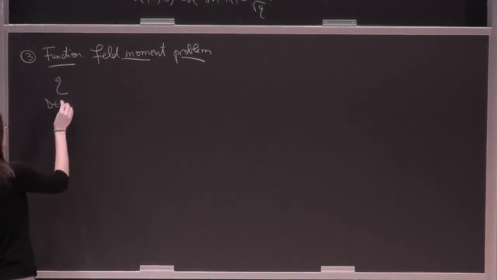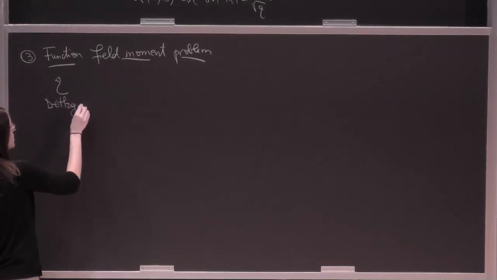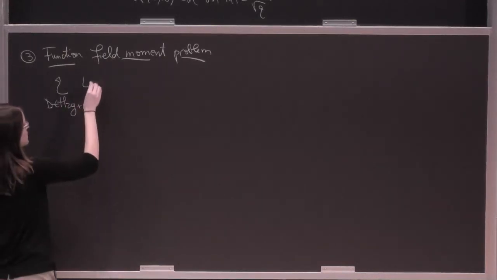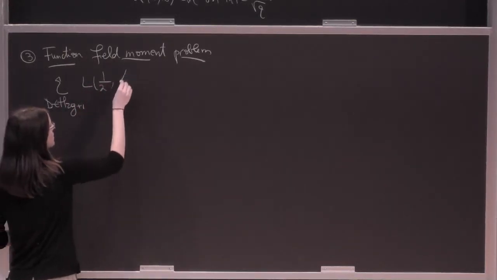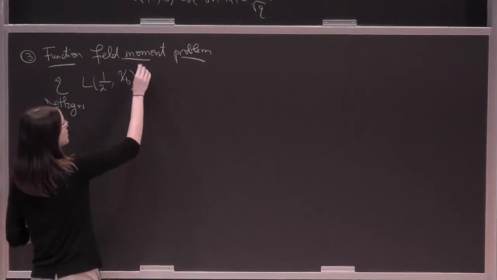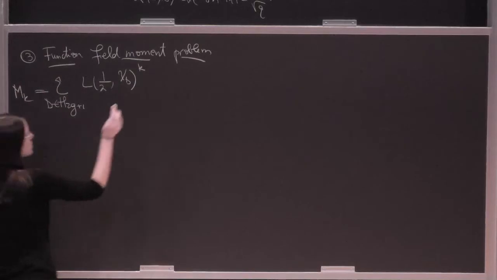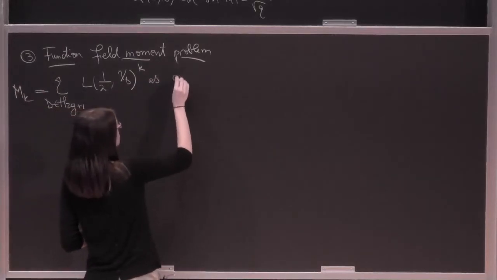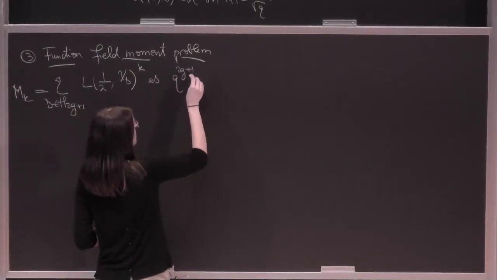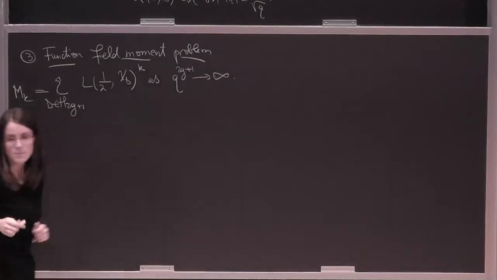Before we were summing over fundamental discriminants of size up to x. Now we are summing over square-free polynomials of degree 2g+1. And I want an asymptotic for the kth moment of L(1/2, chi_d). So I want asymptotics as q^(2g+1) goes to infinity.